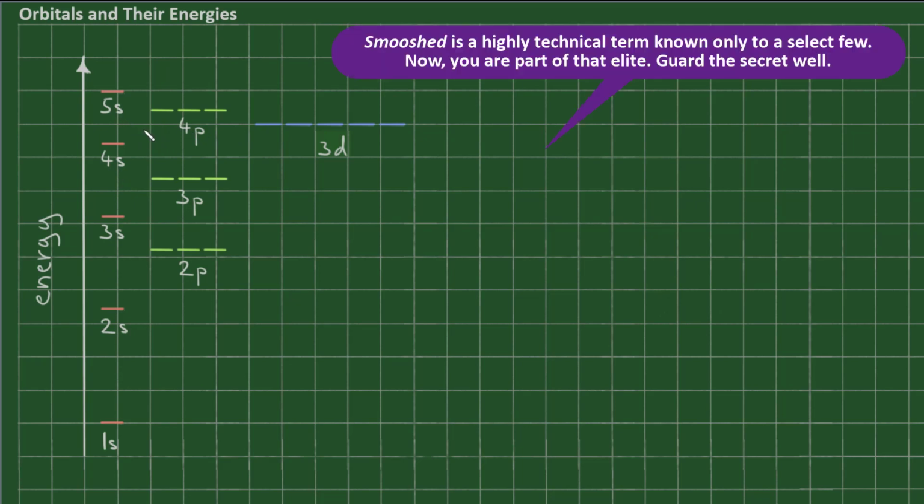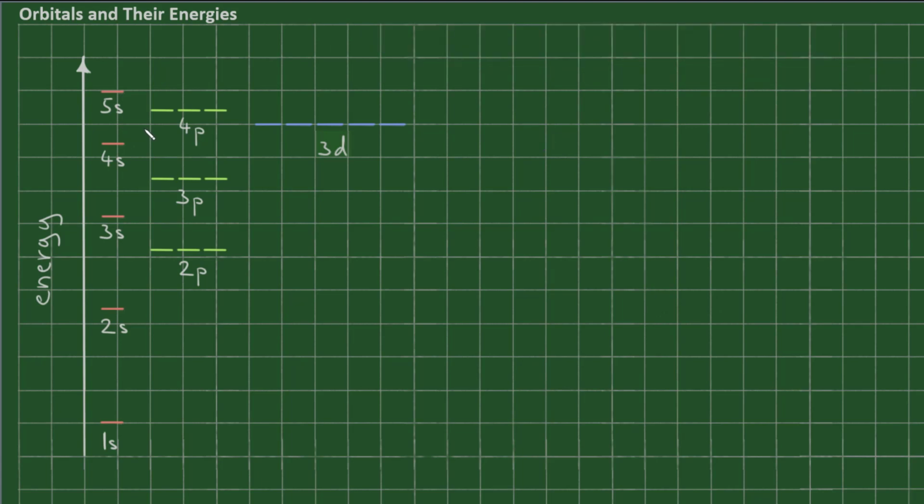I would also like to draw your attention to orbitals that have the same energy requirement. So for example, I have 3 2p orbitals, 3 lines, and notice that they are all level. This means that all of the 3 2p orbitals have the same energy requirement. The term that we use in science is degenerate. So these orbitals are degenerate.